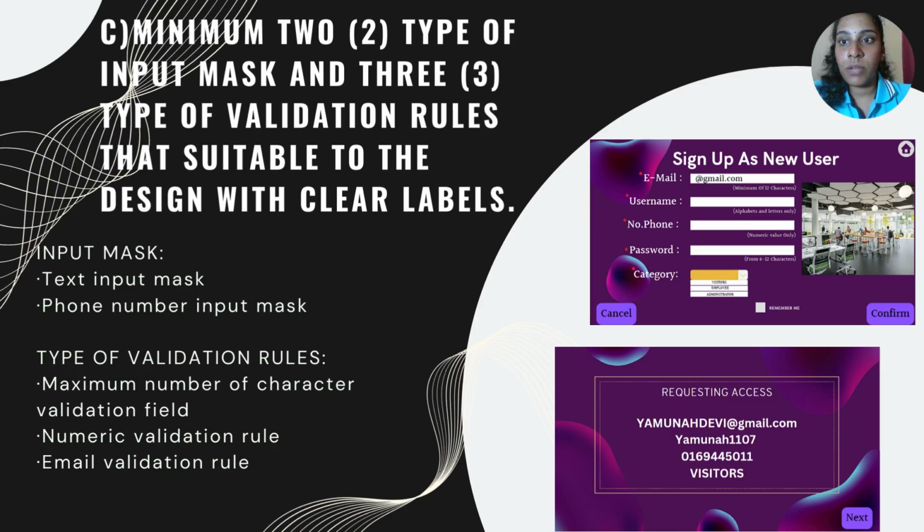So the third one I'm going to do is a minimum of two types of input mask and three types of validation rules that are suitable, with a clear design. So number one is text input mask. Number two is phone number input mask. And the types of validation rules are maximum number of characters validation field, numeric validation field, and email validation field.